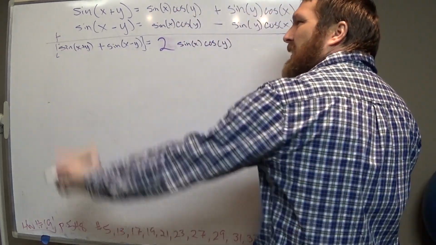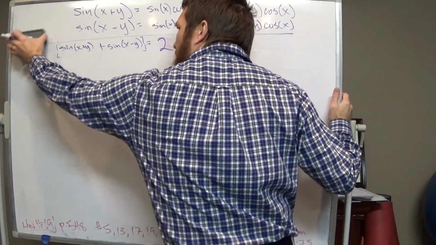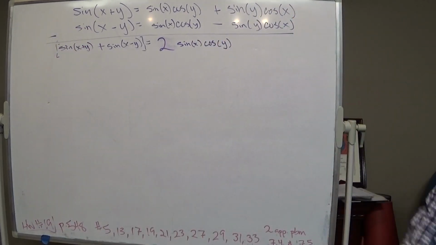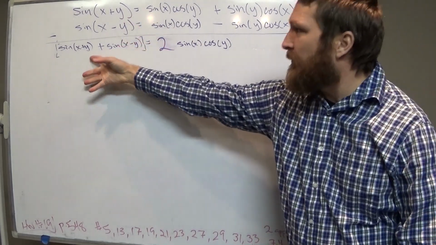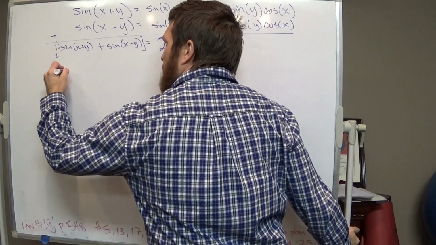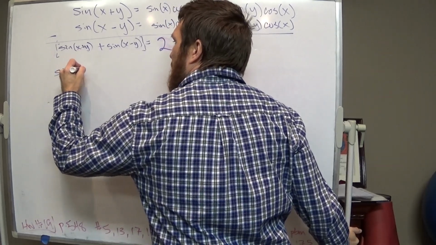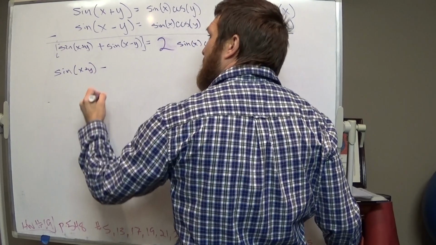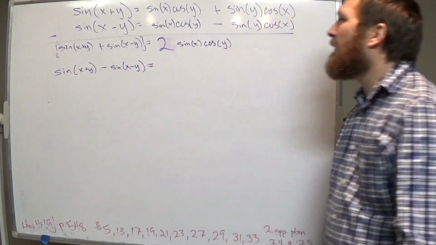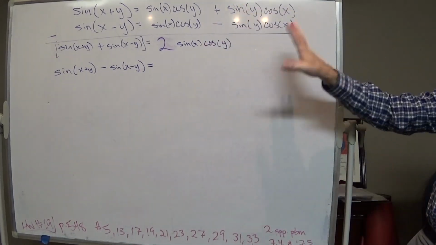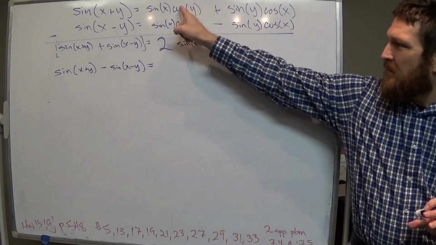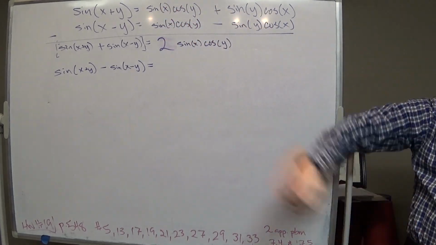But what happens if instead of adding, I subtracted? Well, on the left-hand side, instead of this plus this, it would be this minus this. So we'd have sine of x plus y minus sine of x minus y. Then what happens over here? What cancels and then what? The first one cancels.